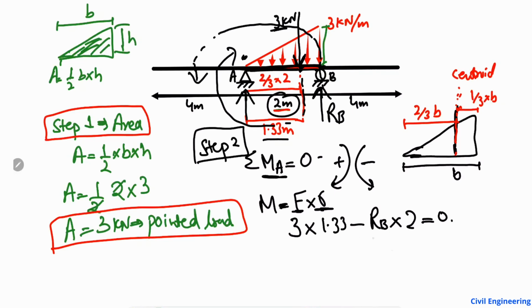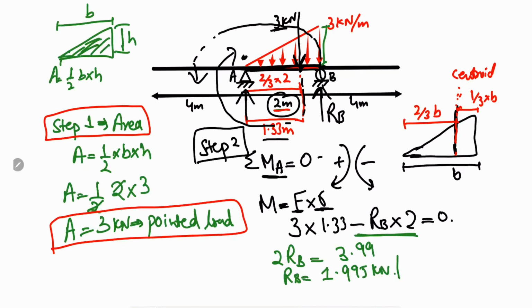So now simply we shift this value into the right side. So it will be 2RB, it will become positive, and this comes out to be 3.99. And if we divide it by 2, we will get RB. 3.99 divided by 2, we get 1.995 kilonewton. So this is the support reaction acting here at this point, which is 1.995 kilonewton. So this is step 2.